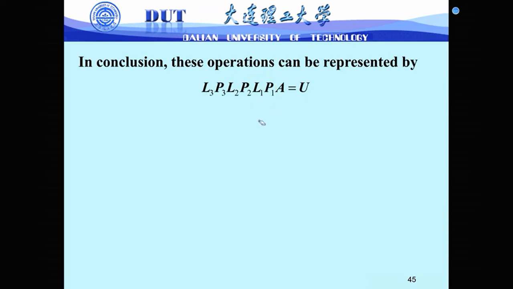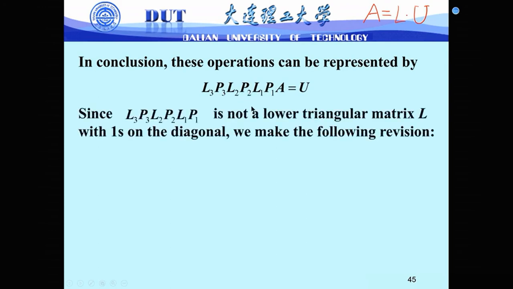Of course, we need to consider, compared with LU factorization, which I write here. LU factorization means A is factored by L multiply U. But here, we have P1, P2, P3. How to deal with them? Now you should know, since this matrix, the product L3 P3 L2 P2 L1 P1, is not a lower triangular matrix L with ones on the diagonal, we need to make some revising.